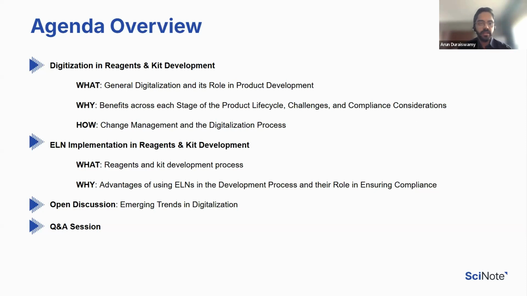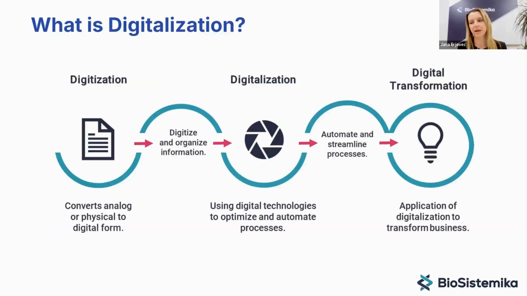All right, I think we can jump to the next slide, and Jana, I'll hand it over to you to get us started. All right, so I will start with digitalization in general and how it applies to the kit manufacturing process. Just quickly, for those of you who are not that familiar with the terminology, digitization means that you transform physical documents into a digital form. For example, if you have safety data sheets on paper, then you scan them, they're now in a PDF format. This is digitizing information.